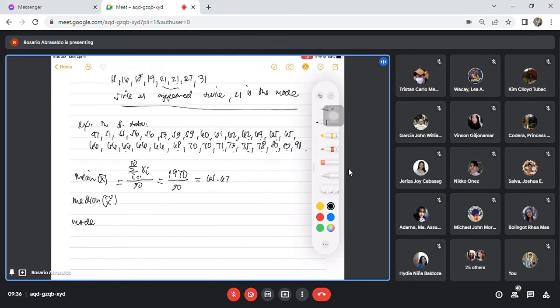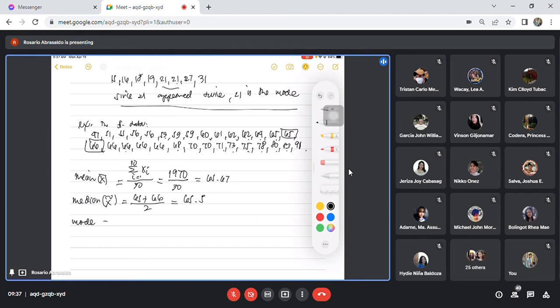Ang median, since even man siya, na-arrange naman ni siya. Atong lantawon, ascending order ba ni? 47, 51, 55, 56, 59, 60, 61, 64, 65, 66. Arranged in ascending order already. So kani siyang two middle values, kay even man siya: 65 plus 66 divided by 2. Kay median man, kung even siya, the two middle values. So you have 65.5.